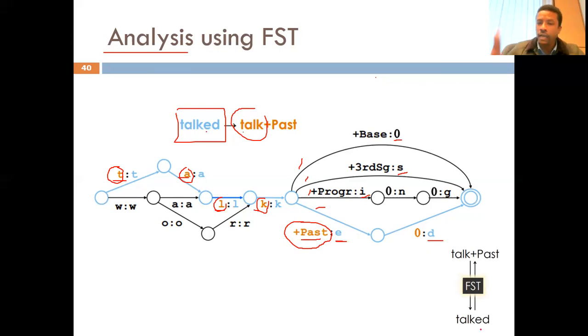So this diagram is descriptive of this path. If you give me talk and past, I'll say talked. If you give me talked, I'll say talk and past. So as we said, it can be used in a bidirectional manner. You can use it for analysis. You can also use it for generation. And this is what we mean by a finite state model.